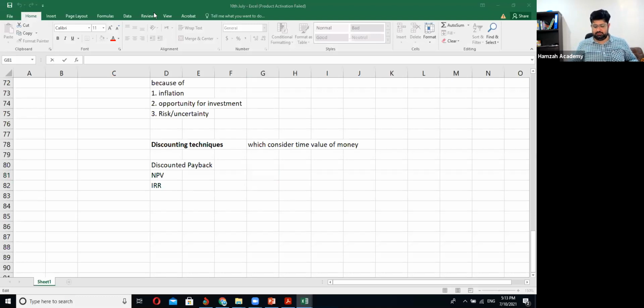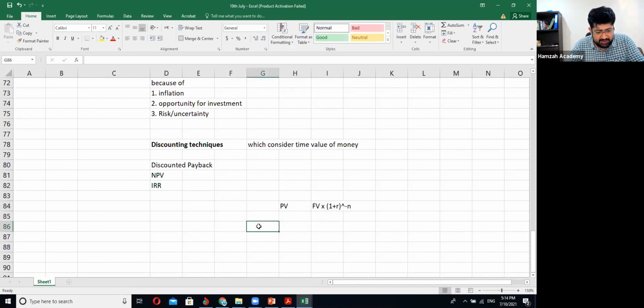Okay, students, now, so we have learned that present value is equal to future value into 1 plus r raised to power minus n. And this 1 plus r raised to power minus n is the formula for the present value factor. Discount table is given to you in the exam. It is given to you in the exam.